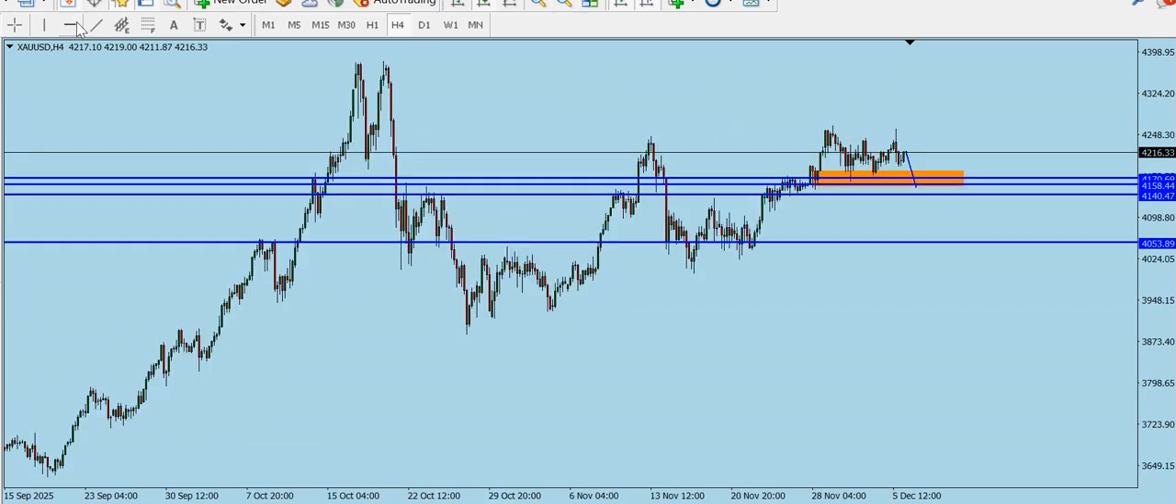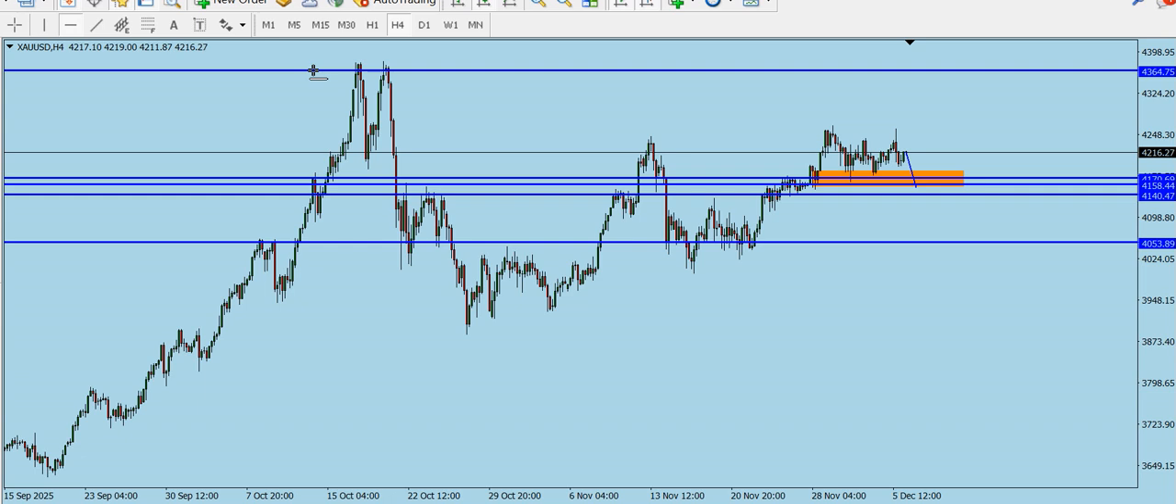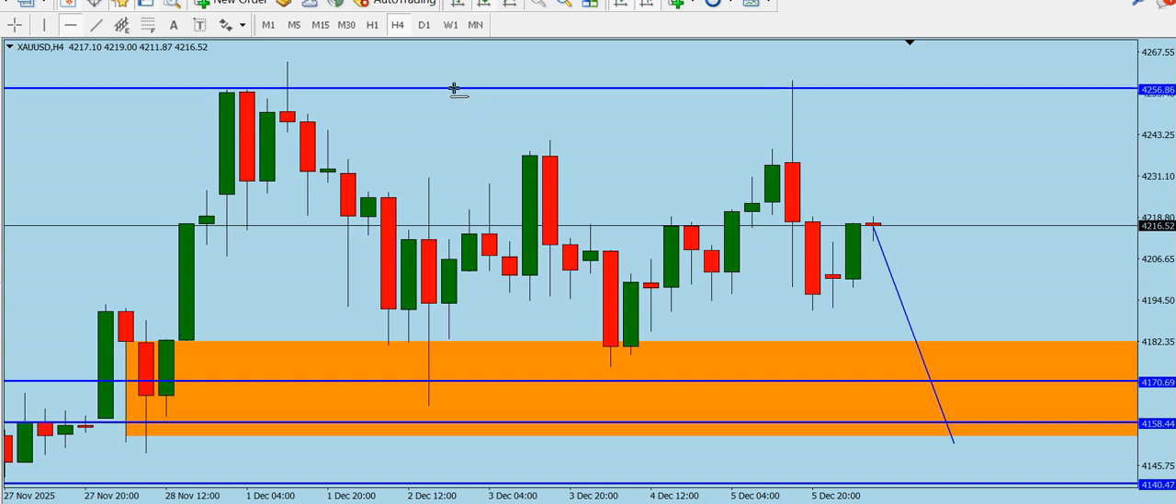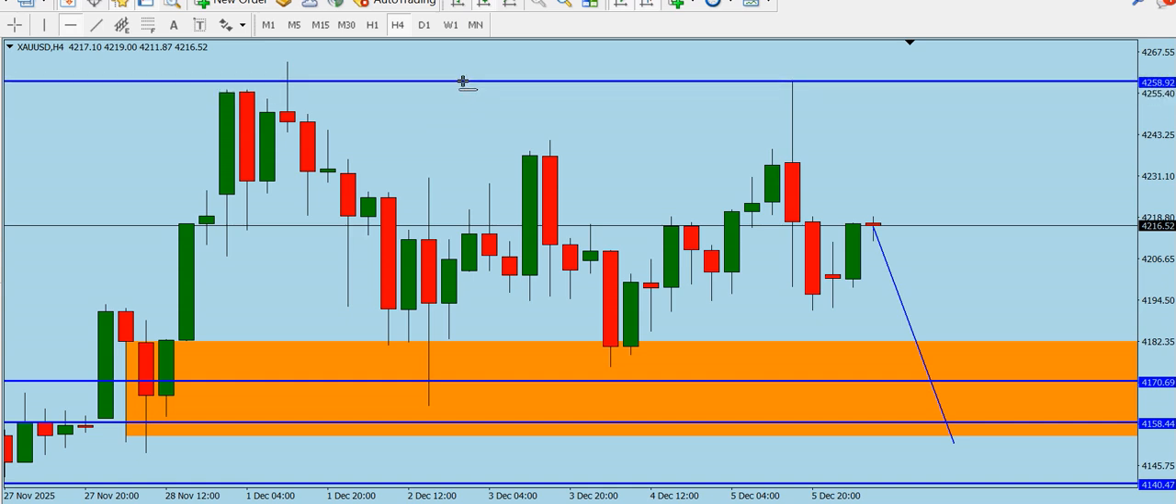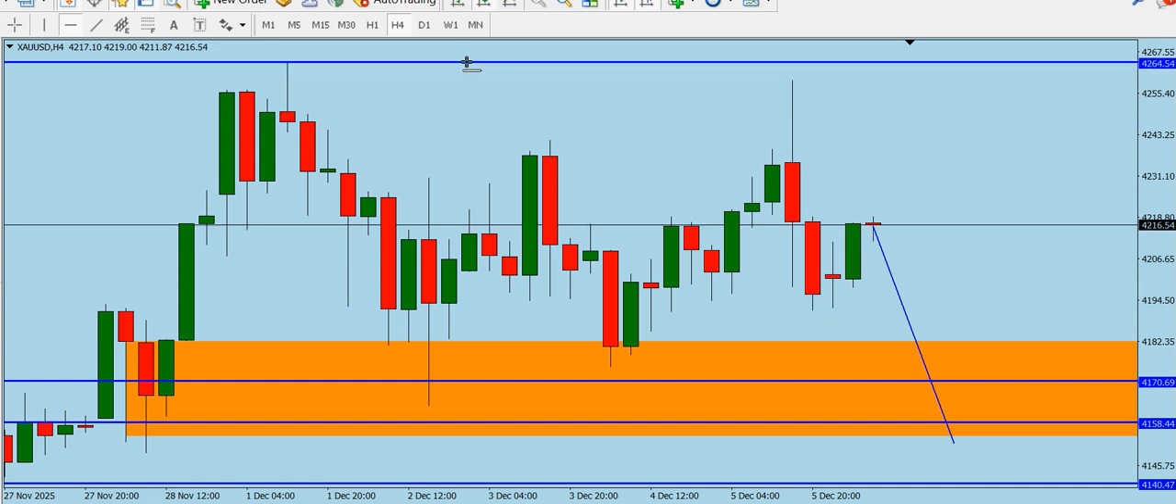Okay, but still on the 4-hour time frame, we have the supply area at 4364 area. We expect price to get to that level, but before getting to that level, price needs to take out this liquidity here at 4258 and 4264 area.